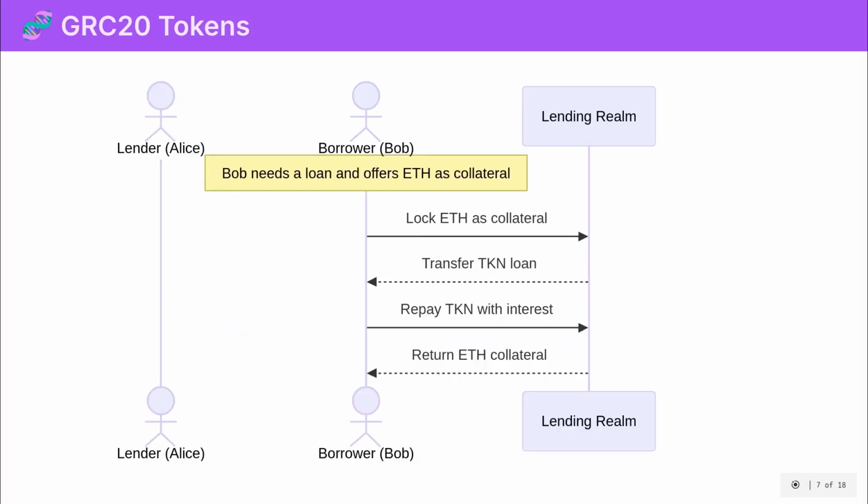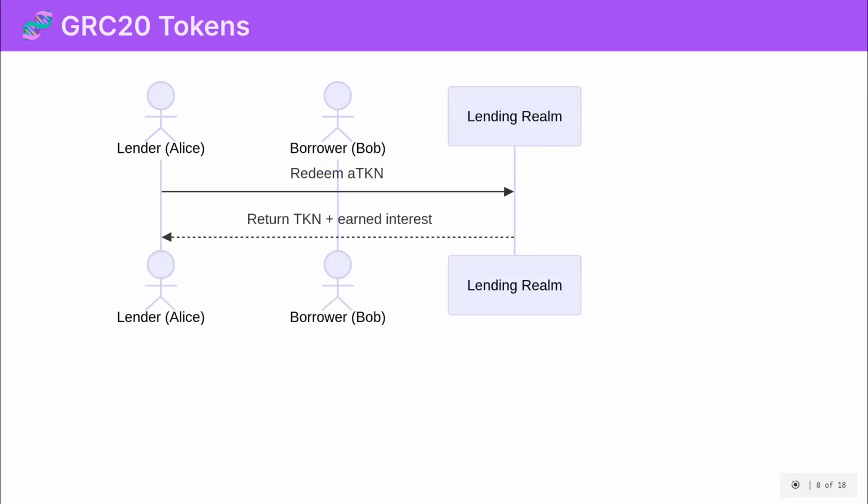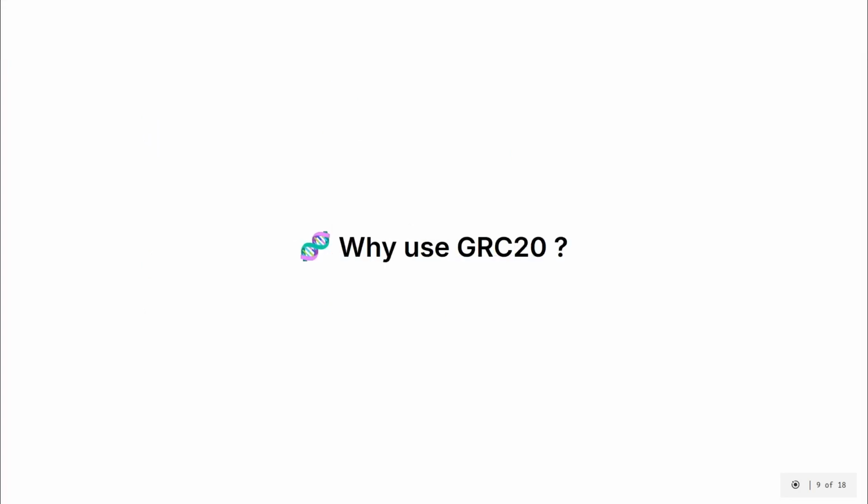Bob needs tokens for his own project, so he locks Ethereum as collateral of the same value, and he transfers the tokens to his account. Later on, he repays the tokens with interest, and he gets his Ethereum collateral back. Later on, Alice redeems her abstract token on the realm, and she gets her own token back and earns interest. So let's go through some examples.